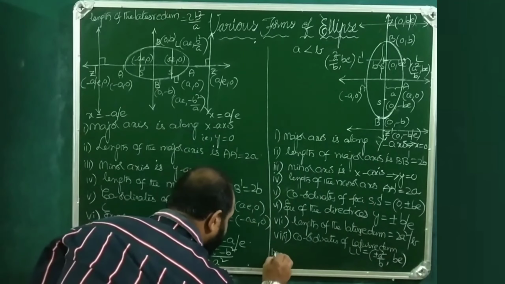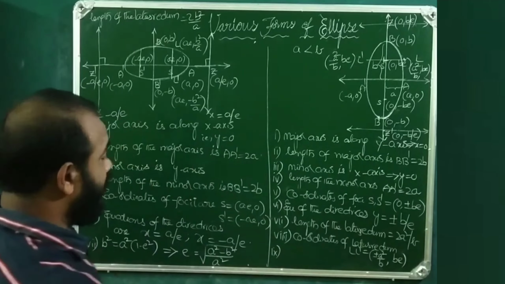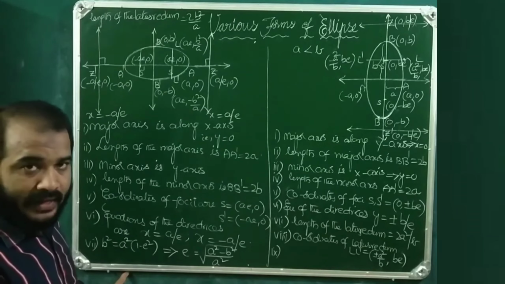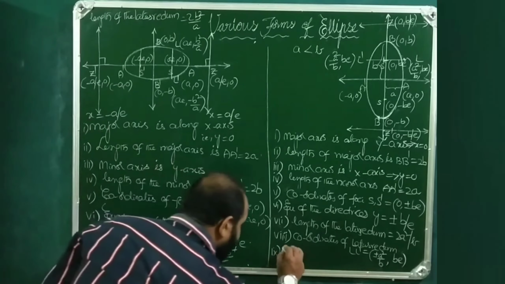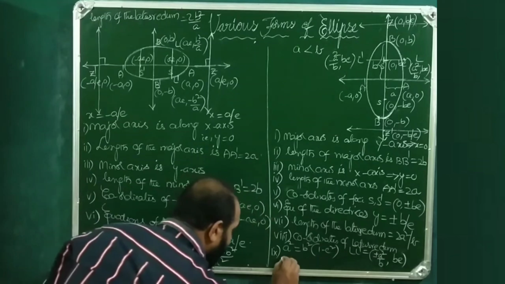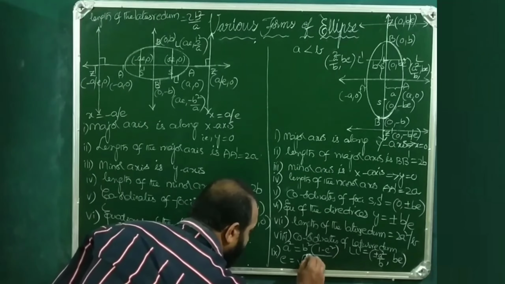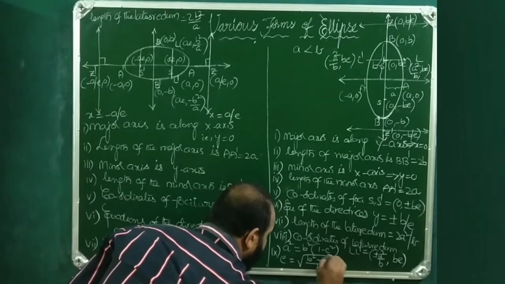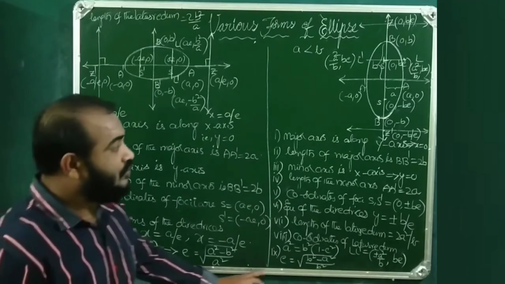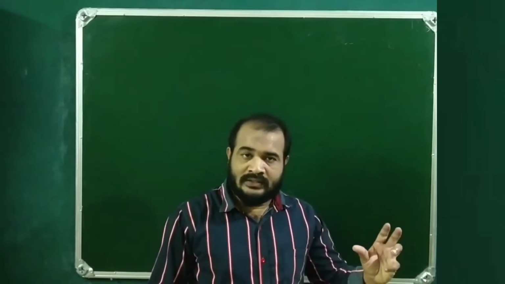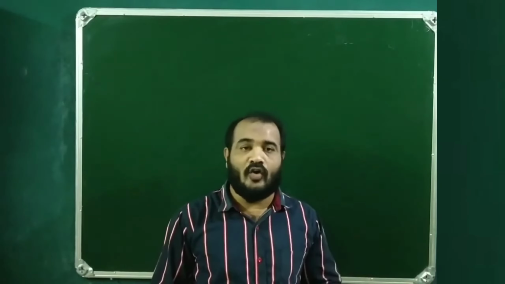And what is the condition here? What is the condition among A, B and E? A square is equal to B square into 1 minus E square. Further, E is equal to square root of B square minus A square by B square, is the condition for this.